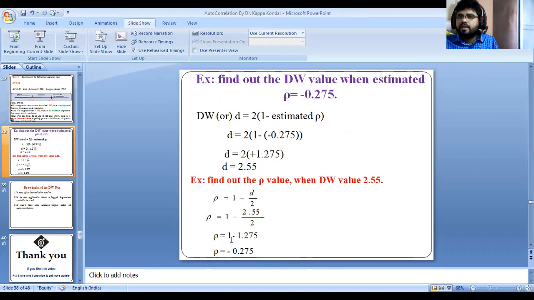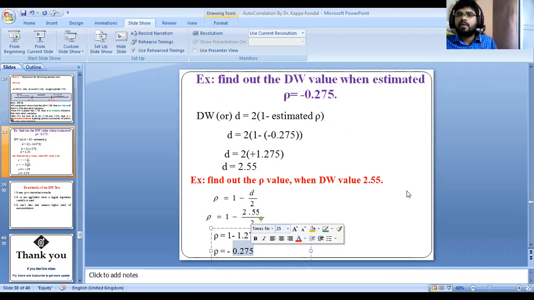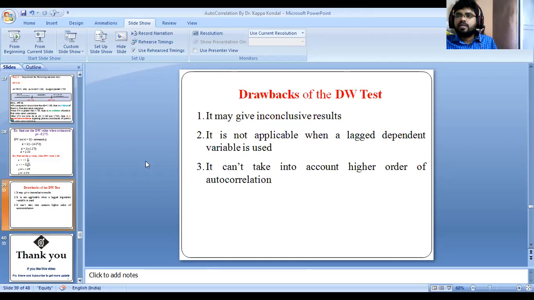See here, when you take 1 minus 1.275, you will get minus 0.275. This value and this value will be the same. You have to find out the rho and DW. So sometimes they will ask the Durbin-Watson value, sometimes they will ask the rho value, which is the coefficient of the previous error term. Okay. So the last one.